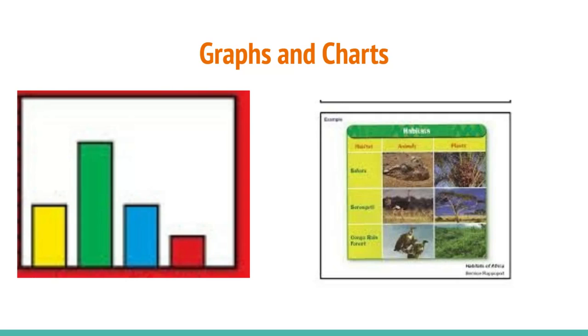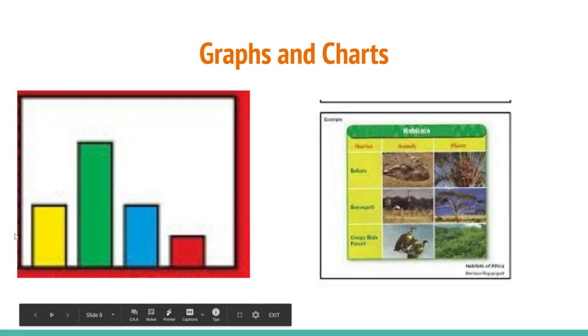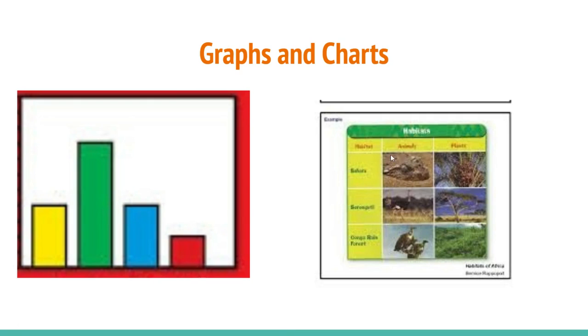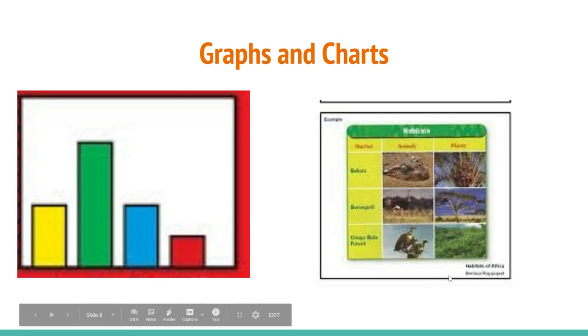Next, we might also see graphs and charts in our nonfiction texts. These will give us some more information about what we're reading, and we can look at the different ways that data can be described and portrayed. So this one over here is called a graph, and we would usually have numbers down here and numbers up here to describe what we're seeing in the graph. And our table over here, or our chart, is giving us examples of the different habitats and animals and plants that live in each of the habitats.